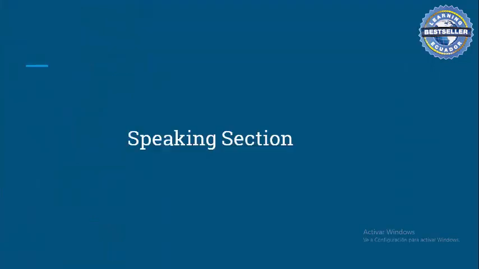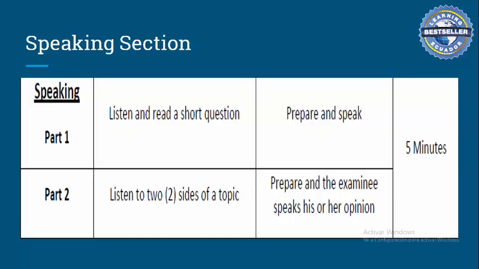Okay. Let's go to the speaking section. In speaking, we have 2 parts, and it takes 5 minutes. In part 1, you will hear a question and read it on the screen. You will then have 30 seconds to prepare an answer and 45 seconds to speak. In part 2, you will only hear, not read, a statement giving 2 different opinions on a topic.